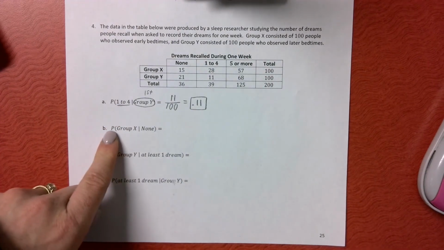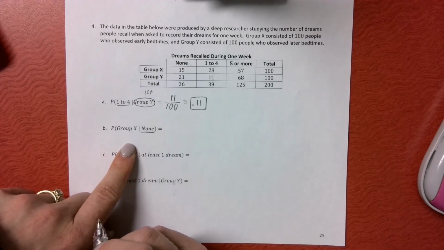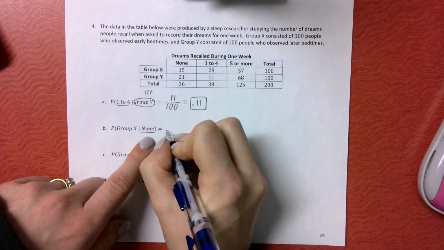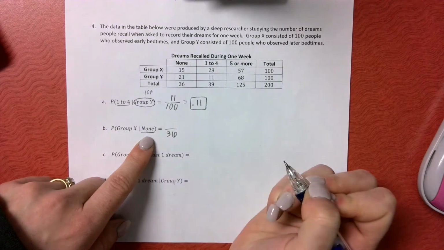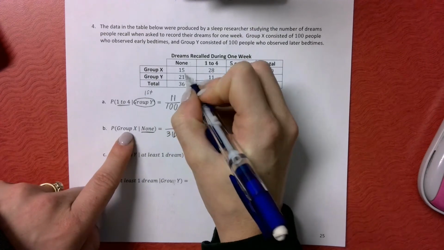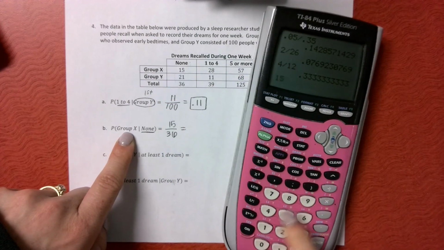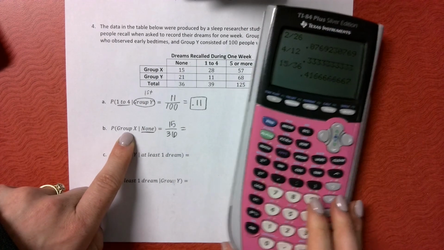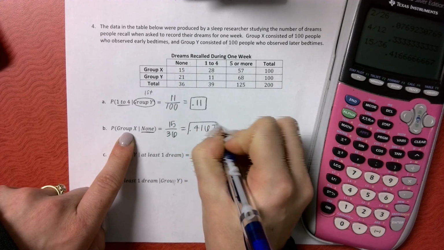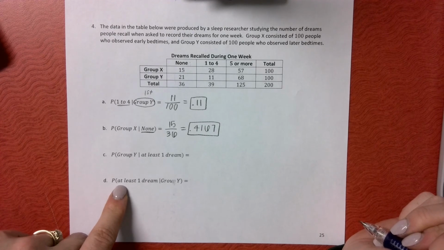Okay, part B says find the probability that someone was in Group X, given they did not have any dreams. So my condition now is that they had no dreams. That's this column. That denominator should be 36. Out of these 36 people, I want to find how many were in Group X, which is 15. A, C, and D are a little bit tricky.